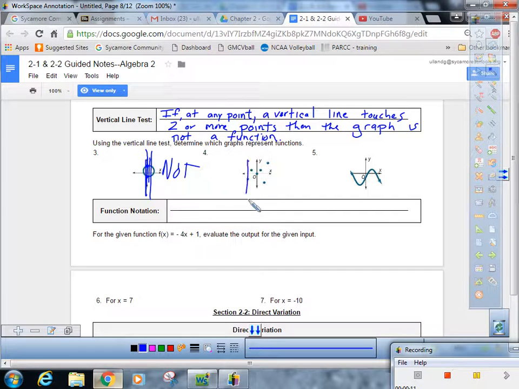This one right here, everywhere I draw a vertical line, it hits exactly one dot. So this is a function. Okay? And everywhere I draw a vertical line on this graph, I only intersect the graph once, so this is also a function.